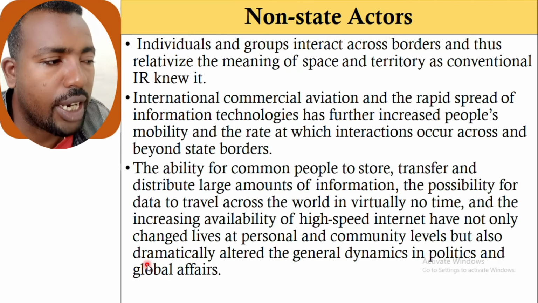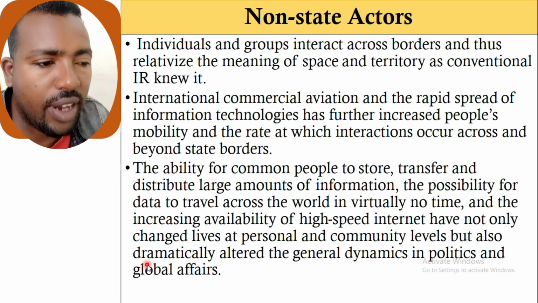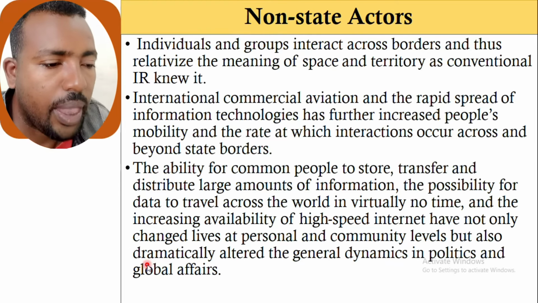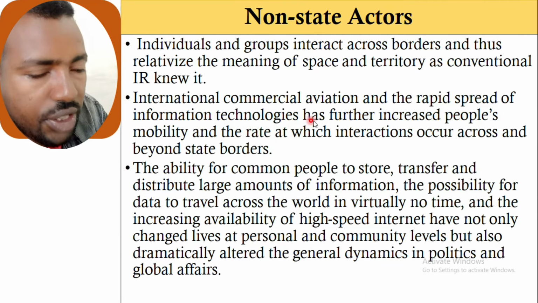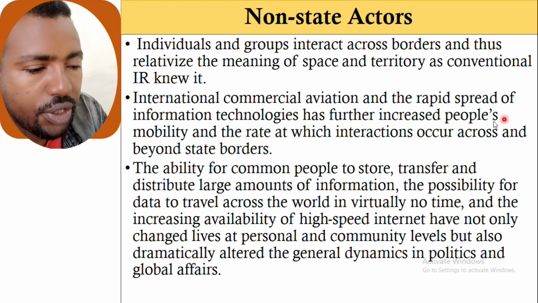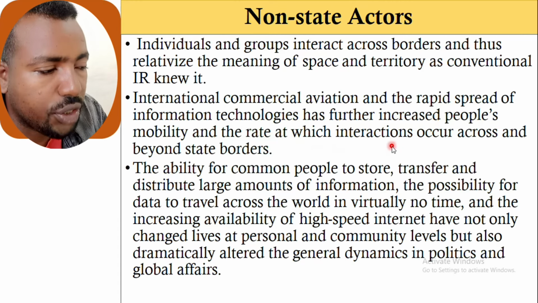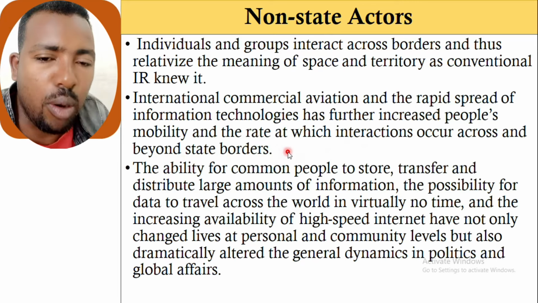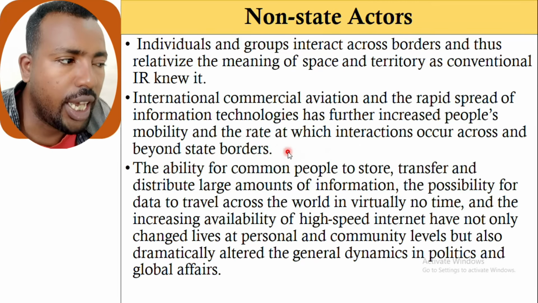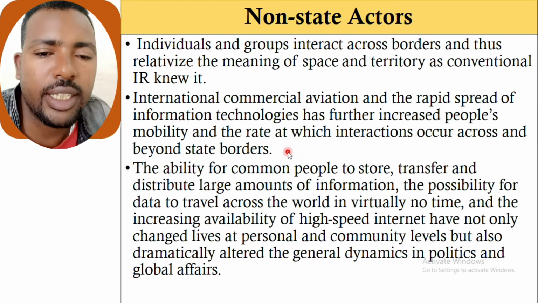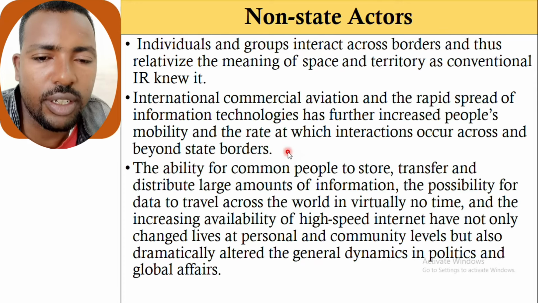Individuals and groups interact across borders and thus relativize the meaning of space and territory as conventional international relations knew it. International commercial aviation and the rapid spread of information technologies have further increased population mobility and the rate at which interactions occur across and beyond state borders. The compression of time and space due to the advancement of technology and aviation has simplified the movement of goods, services, and people from place to place.